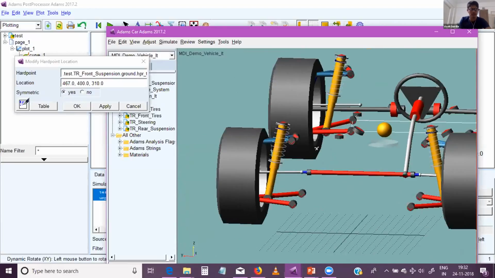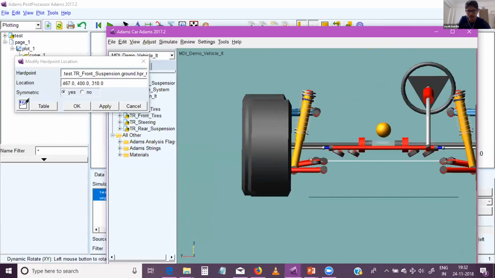parallel links of suspension. So we have parallel links. Look at the upper link and the lower link. They are parallel to each other. Okay, let's do a full vehicle simulation.